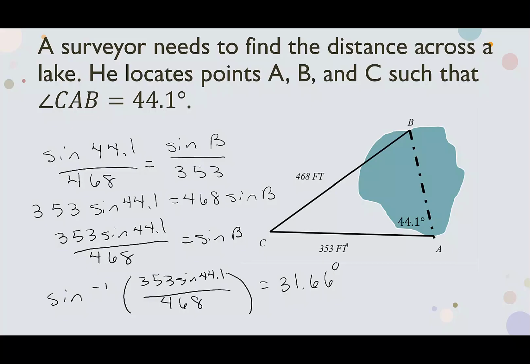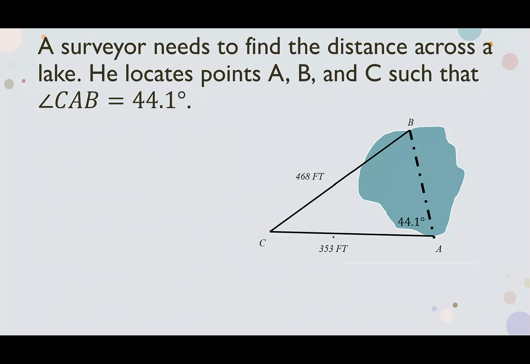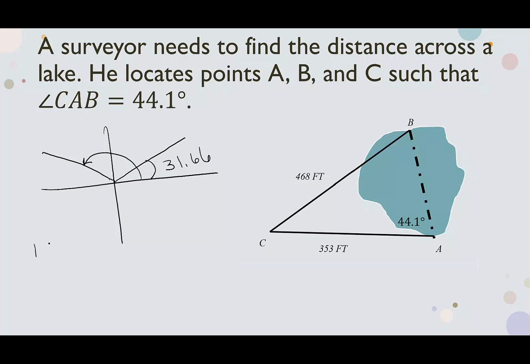Before we go further into the problem, we want to stop and talk about the 31.66 degrees. Remember that we've said sine is positive in both quadrant 1 and also in quadrant 2. I want to find the second angle that corresponds to the 31.66. To get this angle, I take 180 and I subtract 31.66. This says I have 148.34 degrees. Let's turn that into two cases.